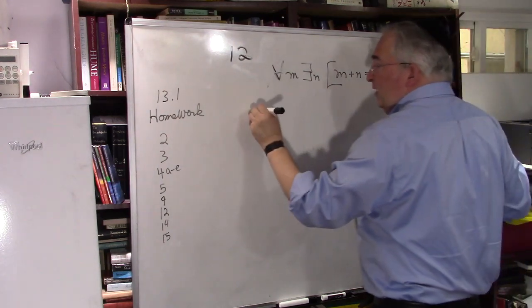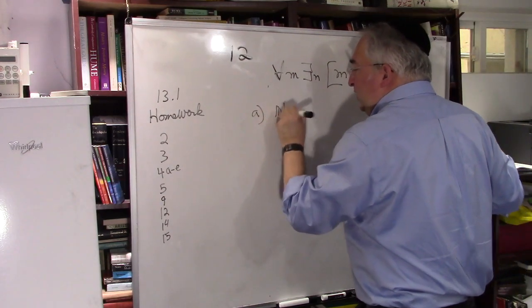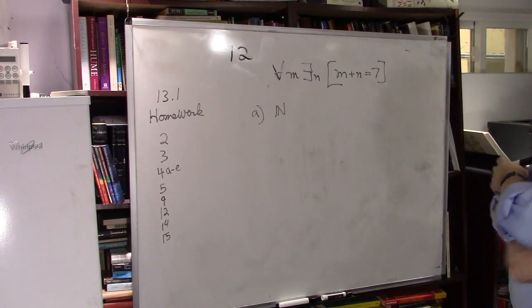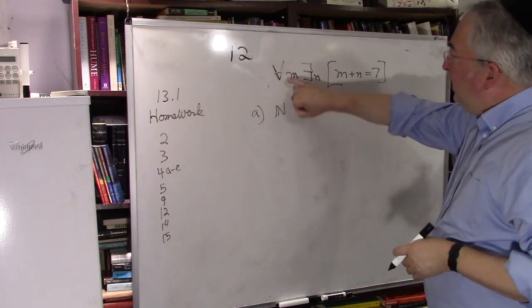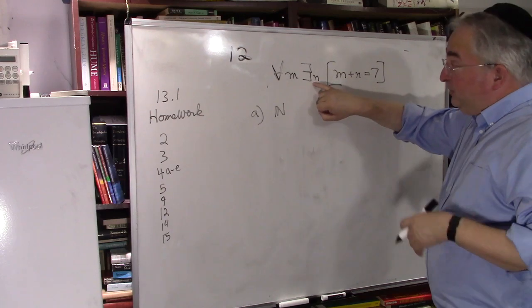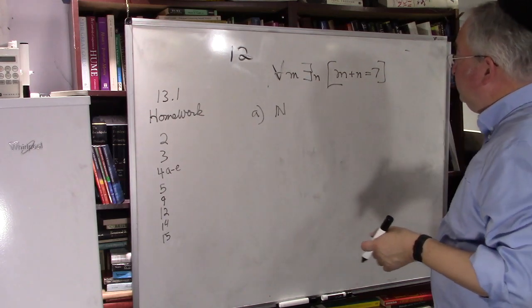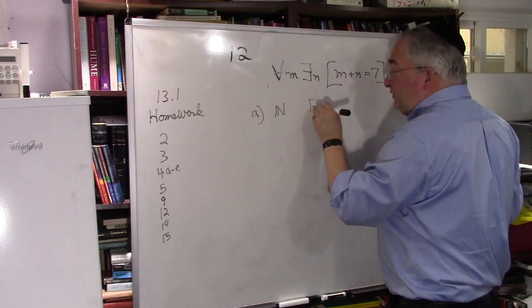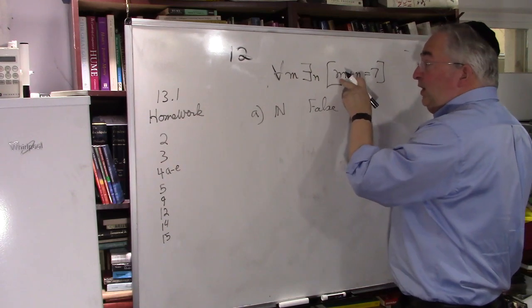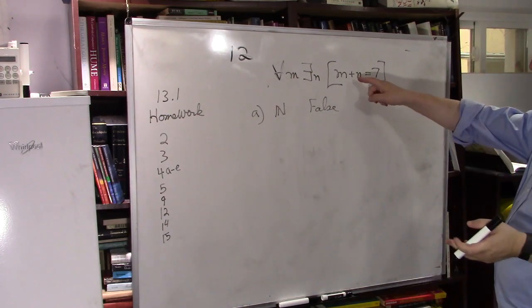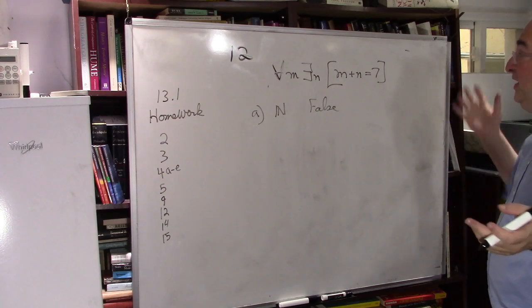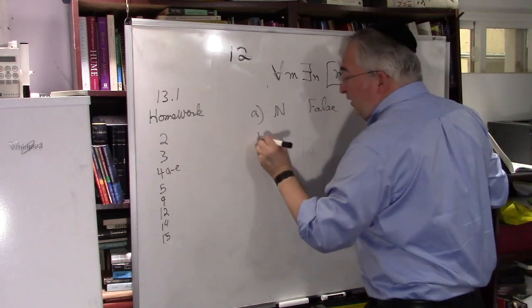So now we want to know, A, in the natural numbers, is this true? Take any number m. Is there some number n such that m plus n is equal to 7? And the answer is false. Take the number 53. You can't add any natural number to 53 to get 7. Okay. Next.